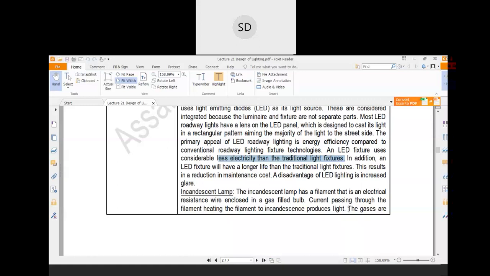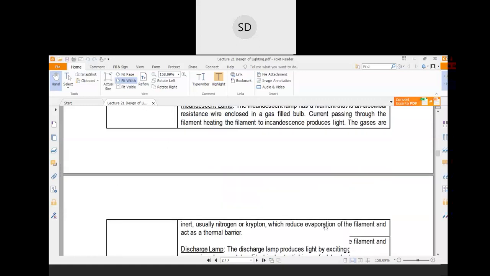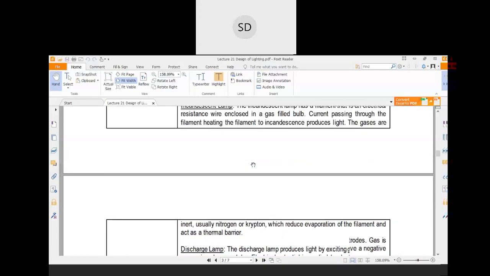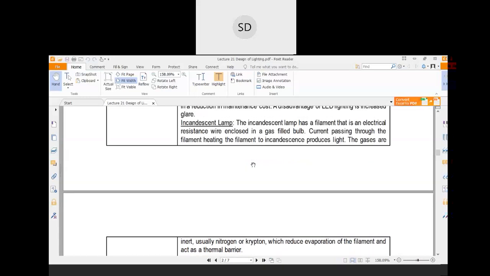Whenever current passes through the filament, it produces heat, and by this heat the incandescent lamp illuminates the light. The gases are inert, usually nitrogen or krypton. These gases are used to reduce evaporation of the filament and act as a thermal barrier. Why a thermal barrier? So that the heat produced by the incandescence cannot go out of the light surface.